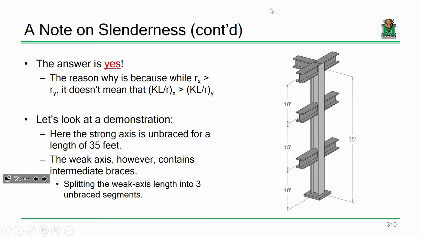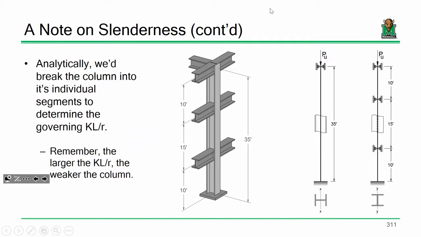Yes, you're exactly right. In fact, what we would do is take this column and divide it up into a model that looks something like this. So I've got here an image of the column in the strong axis. If you notice, this is the column that's wanting to buckle like this. You can see here are the flanges, and we're talking about the column buckling this way. And in that direction, all we have is a fixed-pinned column that's 35 feet long.